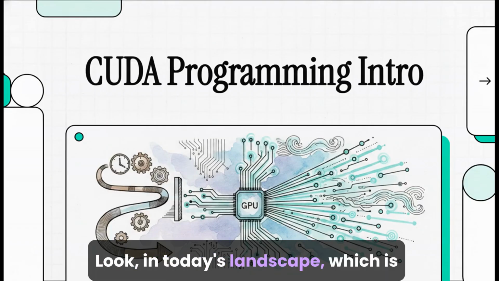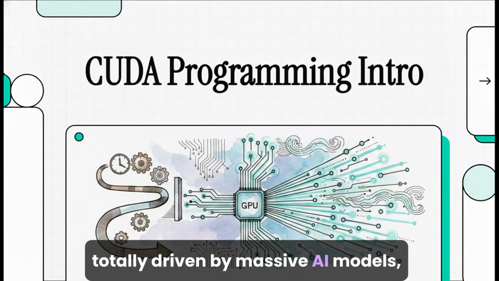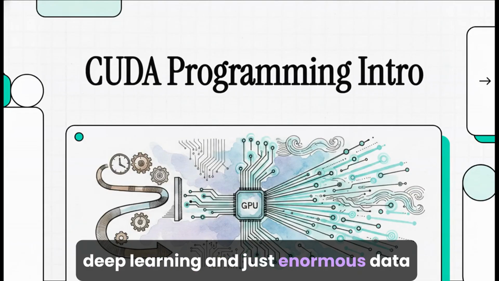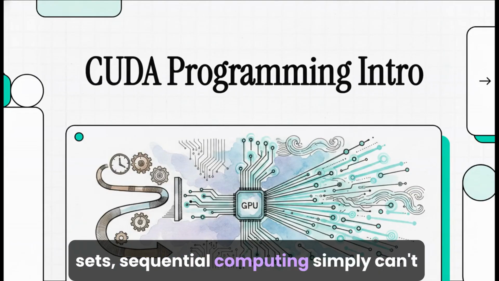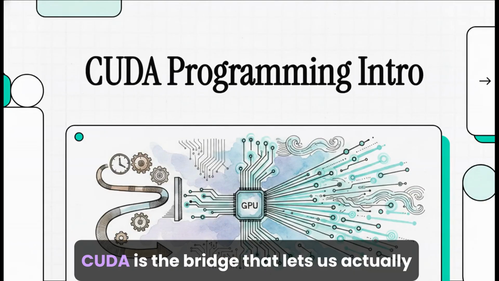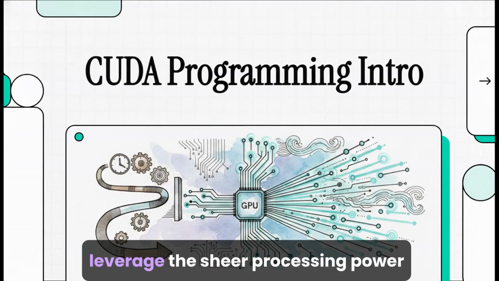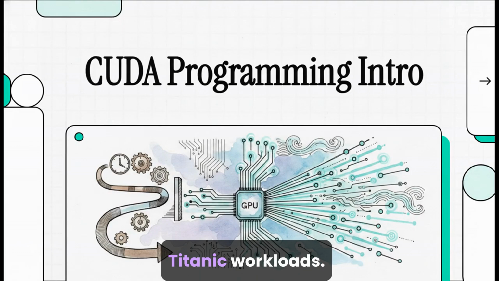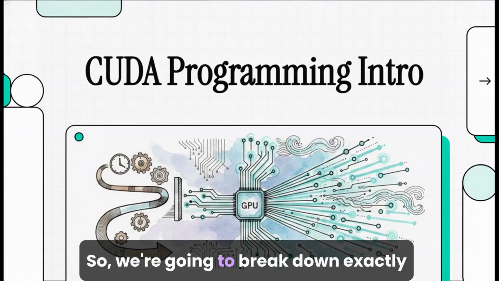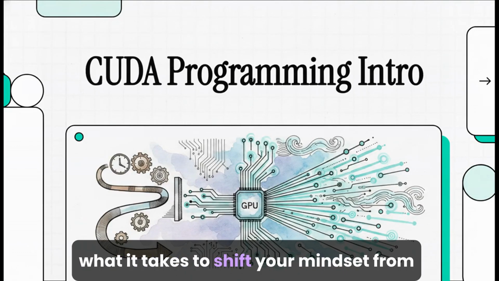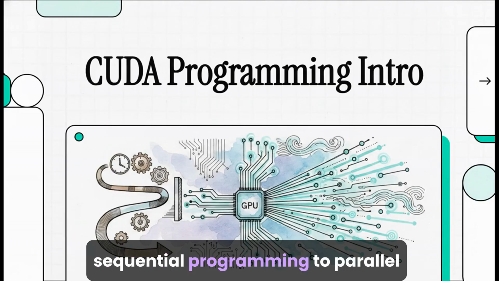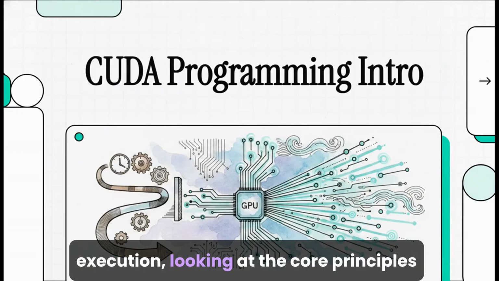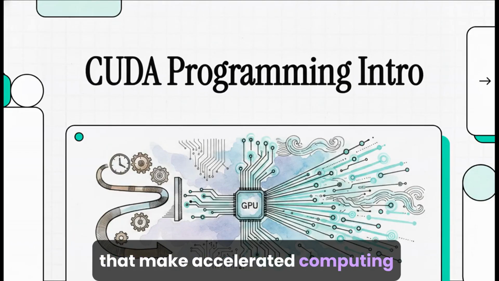Look, in today's landscape, which is totally driven by massive AI models, deep learning, and just enormous datasets, sequential computing simply can't keep up anymore. CUDA is the bridge that lets us actually leverage the sheer processing power of modern GPUs to handle these titanic workloads. So, we're going to break down exactly what it takes to shift your mindset from sequential programming to parallel execution, looking at the core principles that make accelerated computing possible.